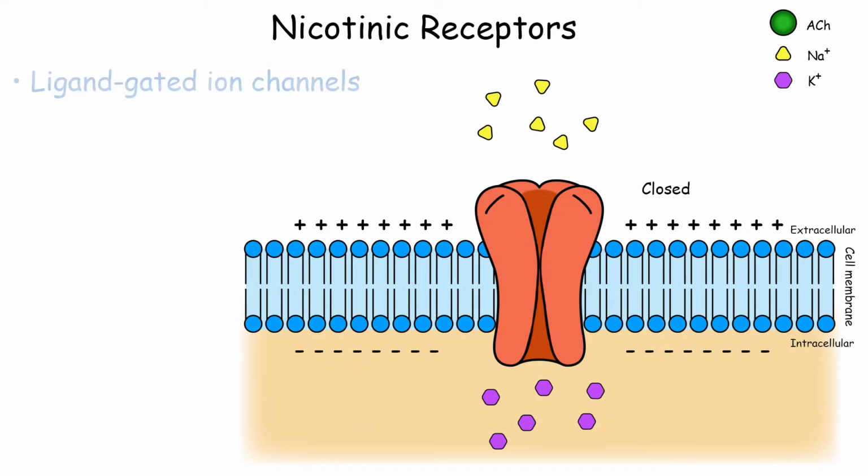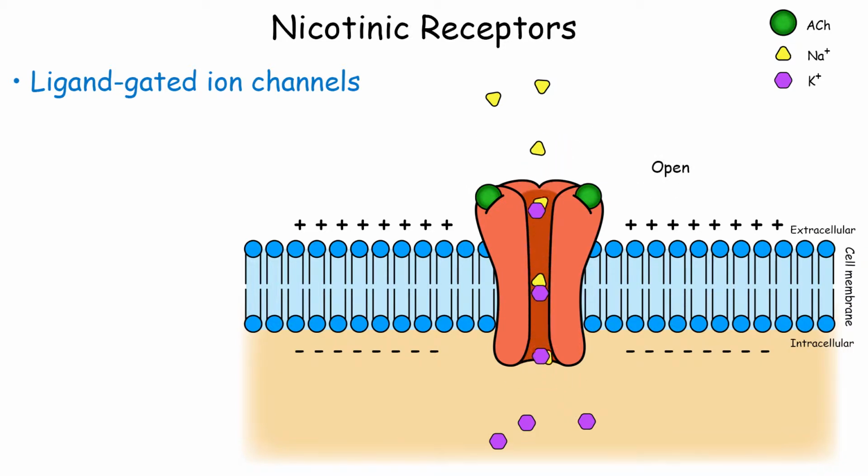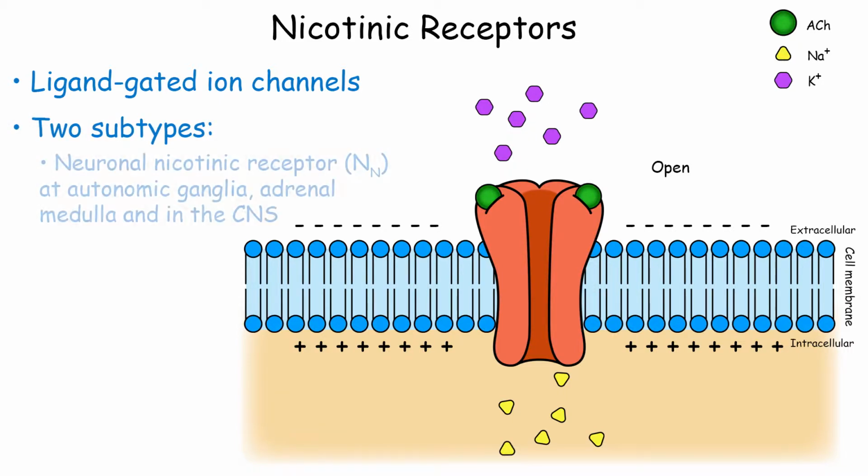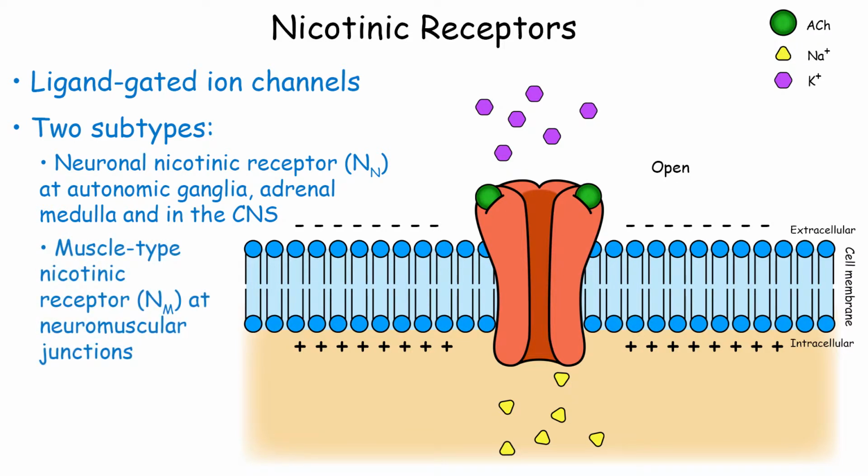Nicotinic receptors are ligand-gated ion channels, meaning that when acetylcholine or other ligands bind to them, a central pore or channel opens to allow ions to flow across the cell membrane. This leads to membrane depolarization, allowing the cell to propagate signals to other cells. There are two subtypes of nicotinic receptors: neuronal nicotinic receptors, which are found at autonomic ganglia, the adrenal medulla, and throughout the central nervous system, and muscle-type nicotinic receptors, which are found at neuromuscular junctions of skeletal muscles.